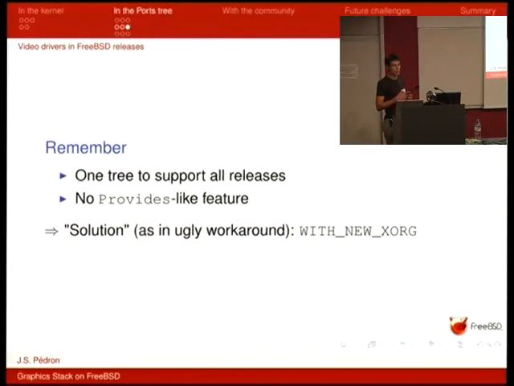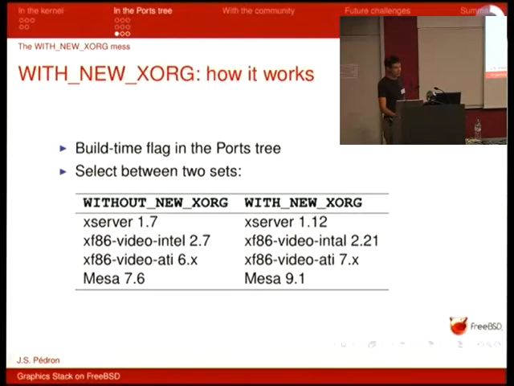As you can see, the ports tree needs to support all releases from FreeBSD 8 to 10.1. However, due to the lack of provides, multiple versions of X Server or Mesa can't coexist. To work around this, we implemented something we call WITH_NEW_XORG. This is a build time flag in the ports tree. It allows the user or the package building machine to choose between two sets, either the old stack, comprised of X Server 1.7 and Mesa 7.6, or the new stack, which isn't new anymore, X Server 1.12 and Mesa 9.1.